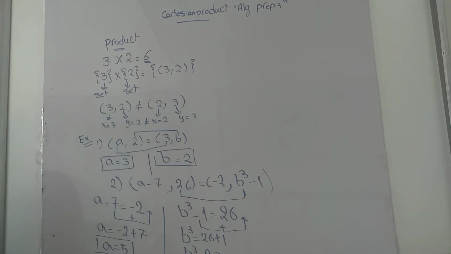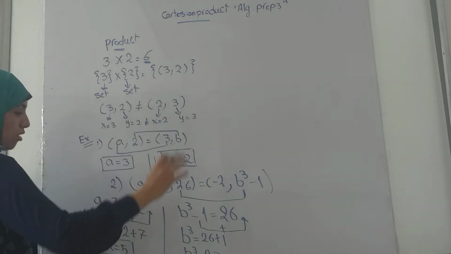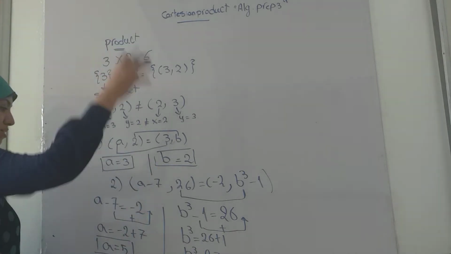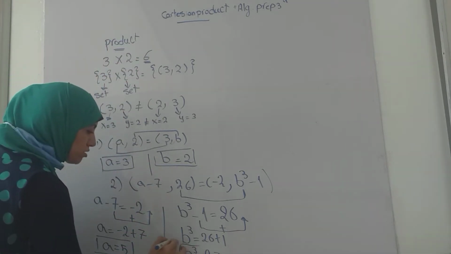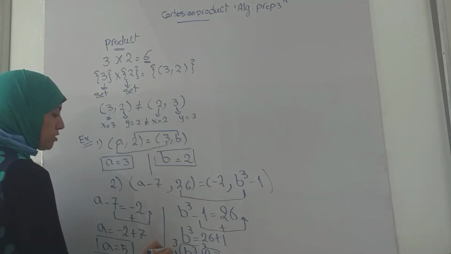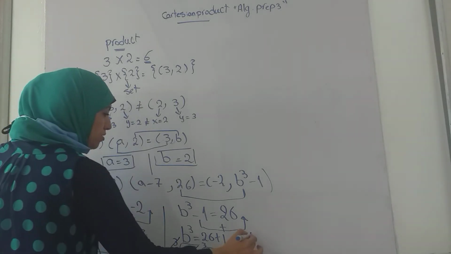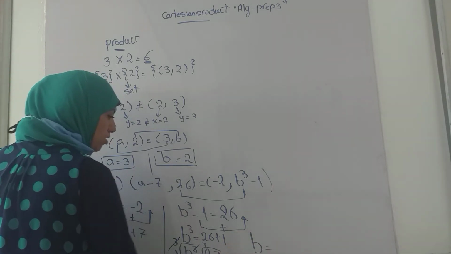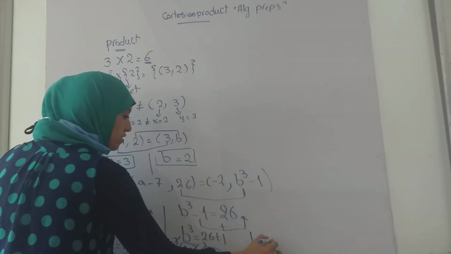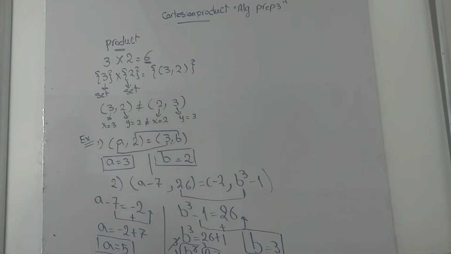What is the operation we can do to take out the power 3? The cube root on both sides. The cube root takes the power 3 and leaves B only. Cube root of 27 is 3. So B equals 3.